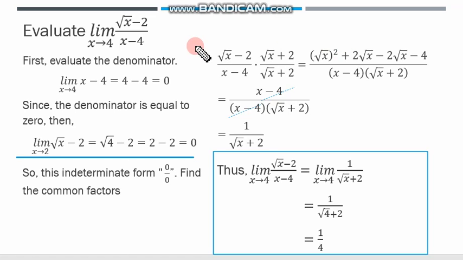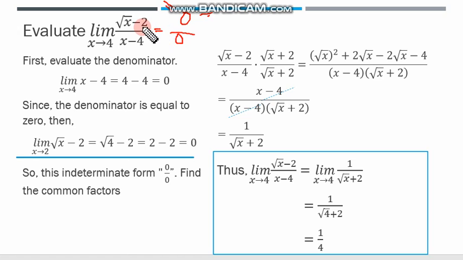The limit of square root of x minus 2 over x minus 4 as x approaches 4. So the denominator here, x minus 4, is 4 minus 4, that's 0. While for the numerator, if we evaluate the limit of the function in the numerator, square root of 4, that's 2, and 2 minus 2 is equal to 0. So this is another indeterminate form. But this time, we cannot do factoring. There is nothing to factor here.